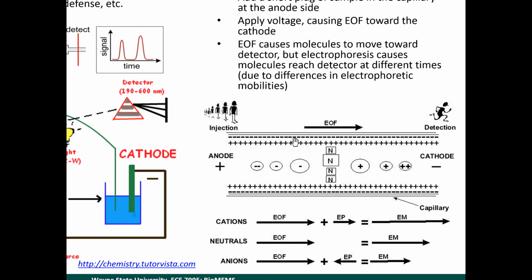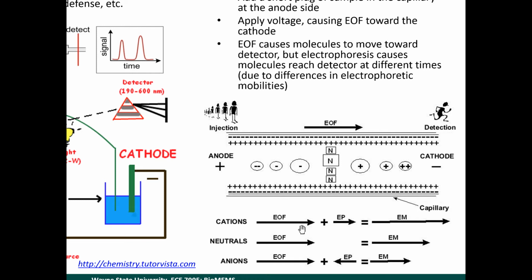Now suppose you have DNA molecules in there. A DNA molecule would be considered an anion because it's negatively charged. Now in this case, the electroosmotic flow is going to cause the DNA molecules to move from left to right. However, the electrophoresis is going to cause the DNA molecules to go from right to left. So you get two opposing effects.